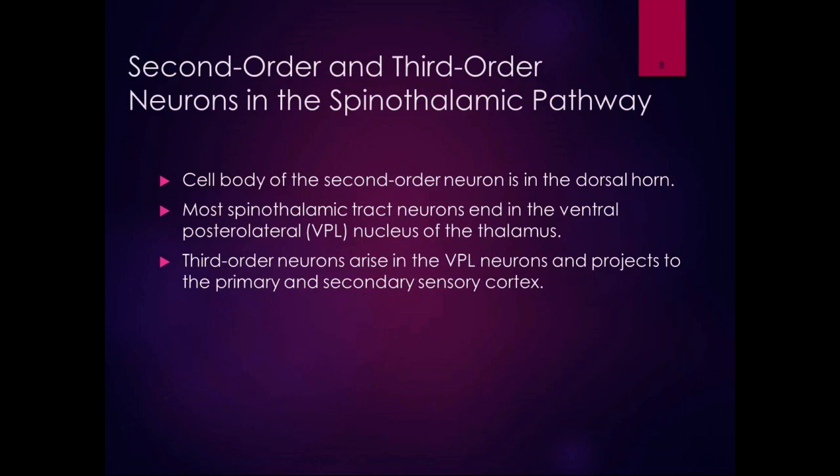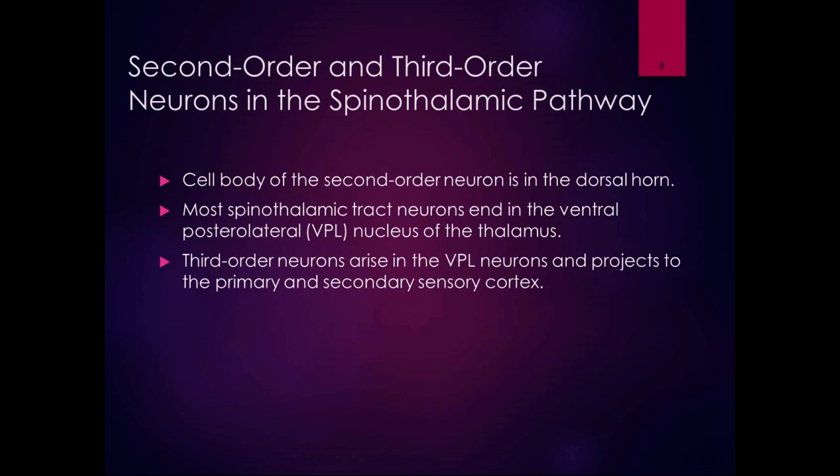The second and third order neurons in the spinothalamic pathway: the cell body of the second order neuron is in the dorsal horn. Most spinothalamic tract neurons end in the ventral posterolateral nucleus of the thalamus. Do you need to know that? No. All you need to know is that it ends in the thalamus. And the pathway name gives you that, spinothalamic, from the spine to the thalamus.